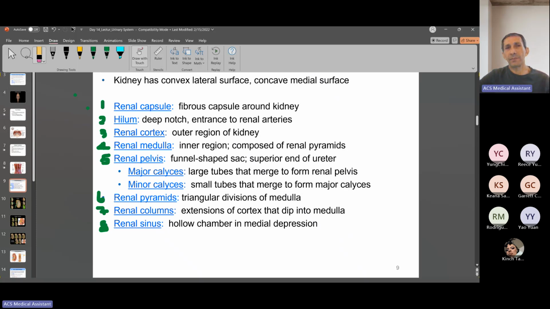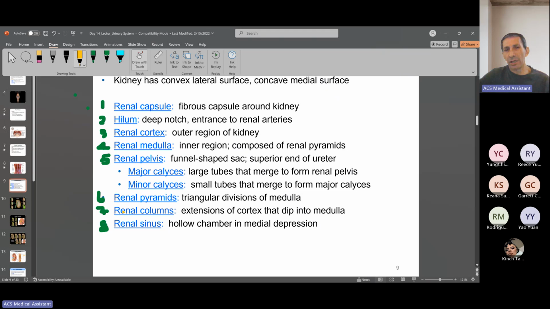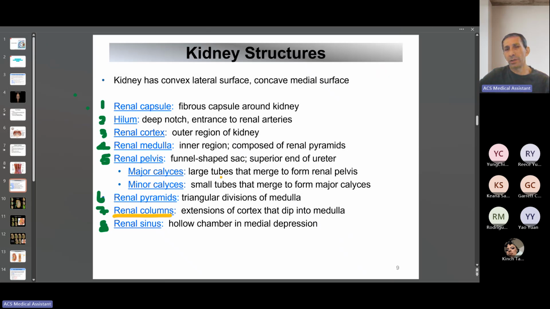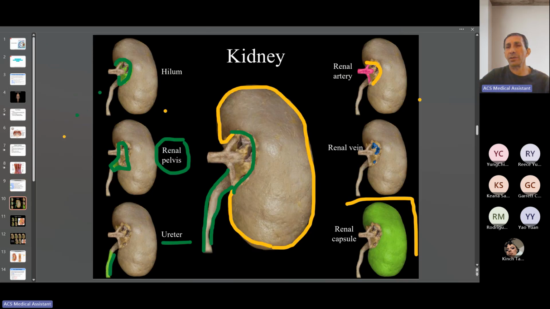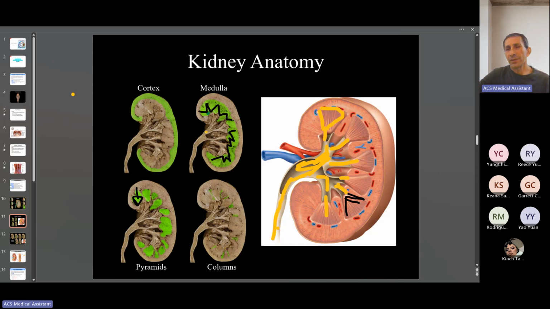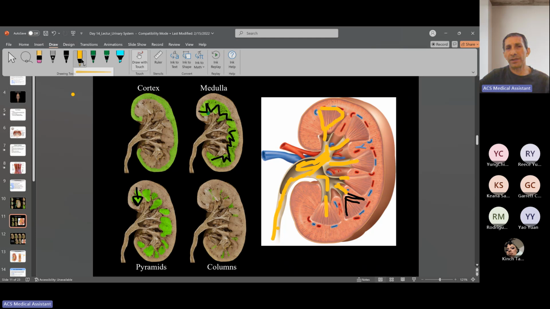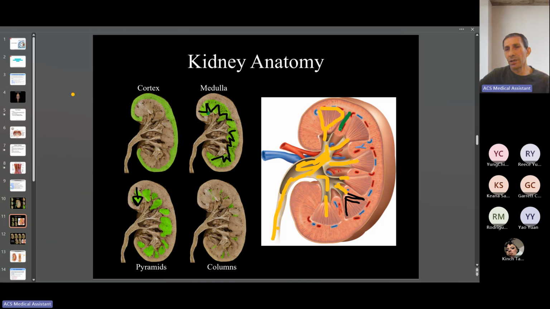Now it says right here, the renal columns. Where are the renal columns located? Let's go back to the picture. So if you look right here, the renal columns are the ones that separate the pyramids. See, these are columns, and these columns are projections from the cortex. So they separate the pyramids. That's what gives the shape to the pyramids.